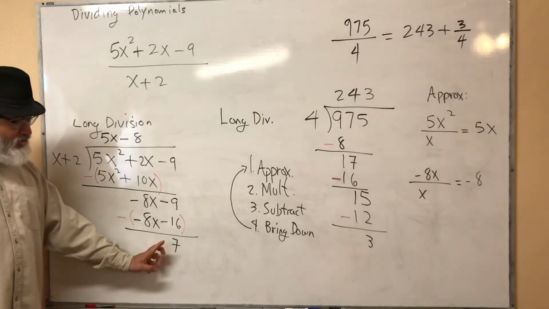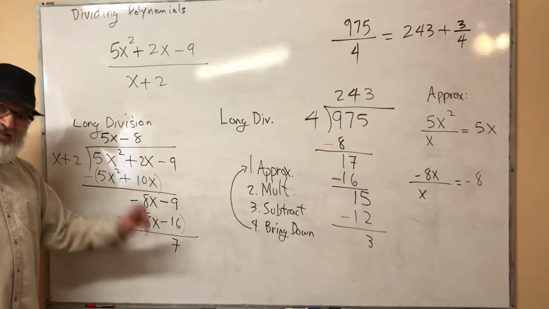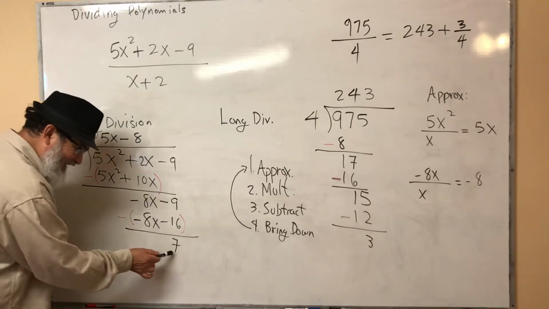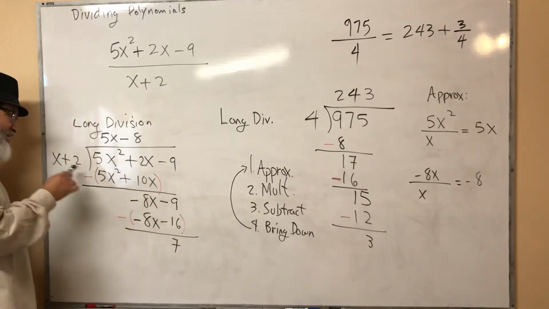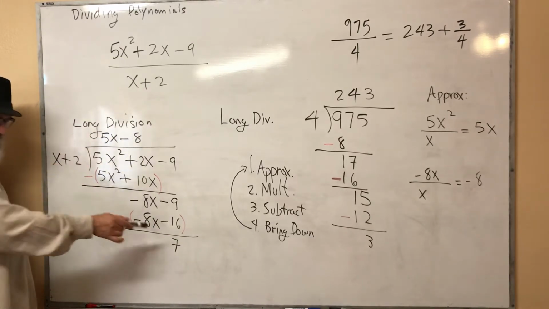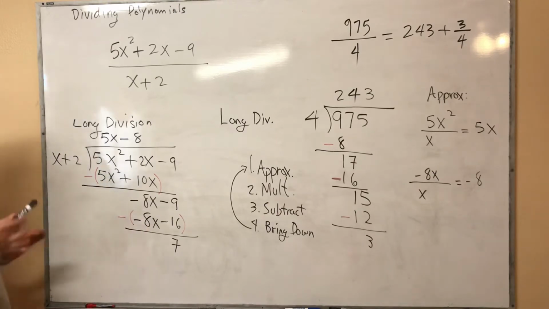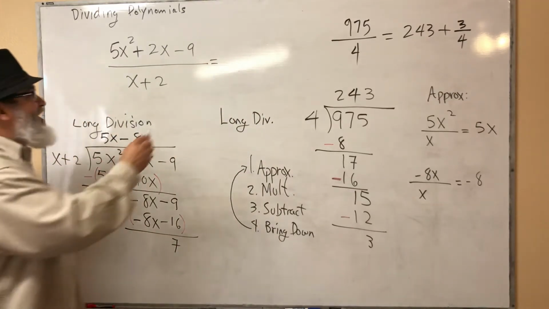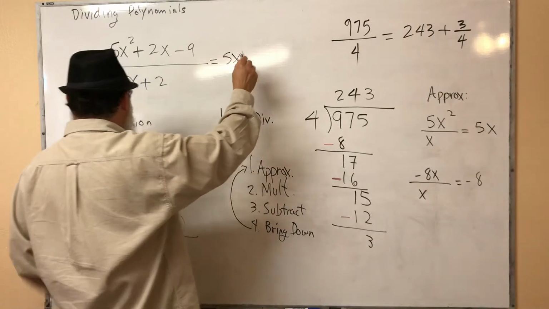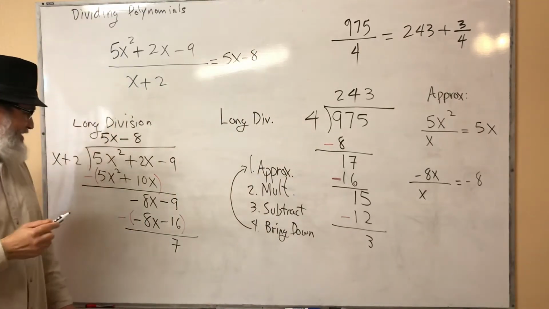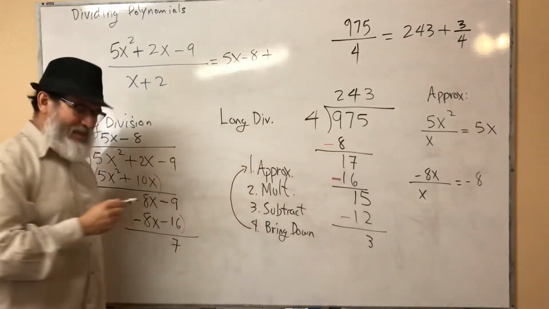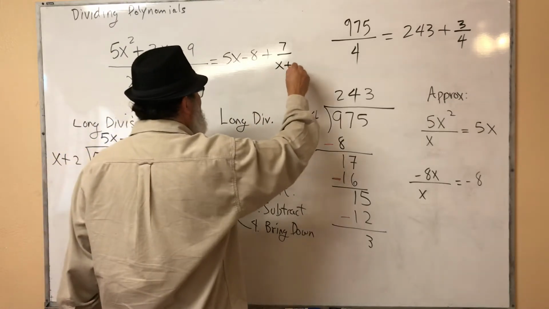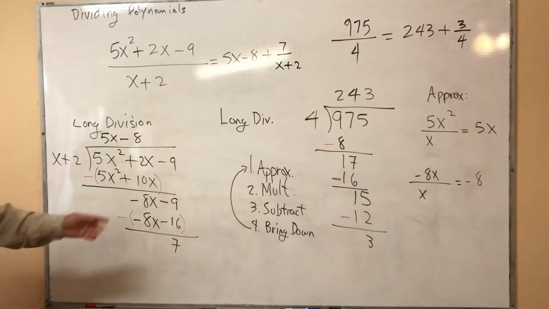Why? Because the degree for this number is 0, and the degree for this number is 1. Whenever this answer has a smaller degree than the denominator, you're done. That must be the remainder. Okay? So therefore, we got it. So this equals 5x minus 8 plus the 7 over x plus 2. There you go.